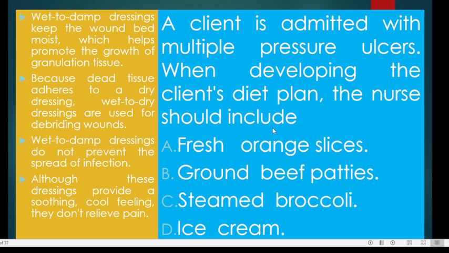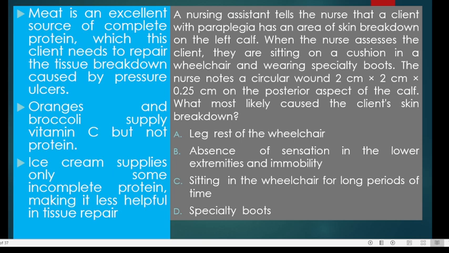A client is admitted with multiple pressure ulcers. When developing the client's diet plan, the nurse should include, yes, ladies and gentlemen, a diet that is very rich in animal proteins, because that will be so important for pressure injury healing. Okay, so when you look at this one, we can have ground beef patties as our correct answer. Meat is an excellent source of complete protein, which the client needs to repair the tissue breakdown caused by the pressure ulcers.